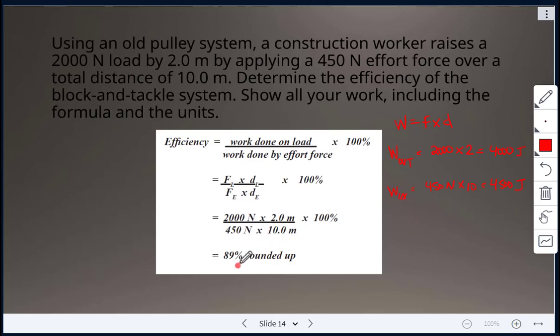Now all we have to do is divide. So 4,000 divided by 4,500. For efficiency, we take our work output, which is 4,000, divide it by the work input, which was 4,500, and then multiply by 100 to put it into percent. So our efficiency, when we round that, is 89%. That's pretty high, so that would mean it is an efficient machine.